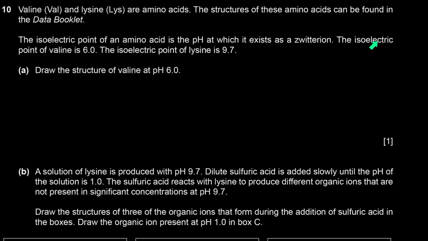So the isoelectric point is the pH at which these amino acids are said to be neutral, neutral in terms of charge. If the pH is below the isoelectric point, then the amino acid will be positive. If the pH is above the isoelectric point, then the amino acid will be negative. Now valine looks like this. Okay, this is the structure of valine from the data booklet.